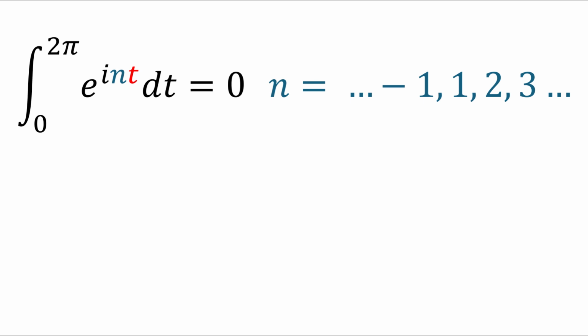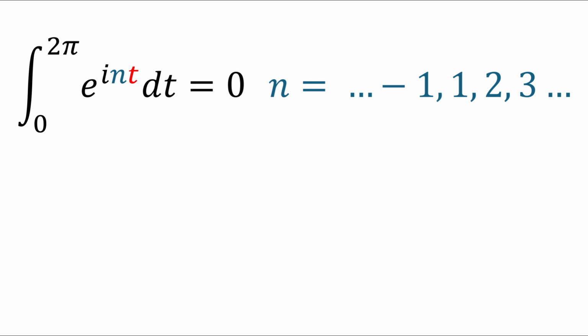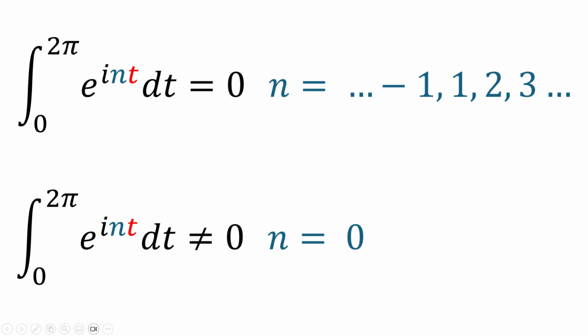Now, let's try integrating e to the i n t from 0 to 2 pi. If n is any number such as -2, 2, 10, 20, this integral will equal 0. This is because for any point along the circle, there will be a point on the other end of the circle that will exactly cancel this number out. So as we add all of them together, the integral will be 0. This rule is broken if n is equal to 0, because then it's not moving.